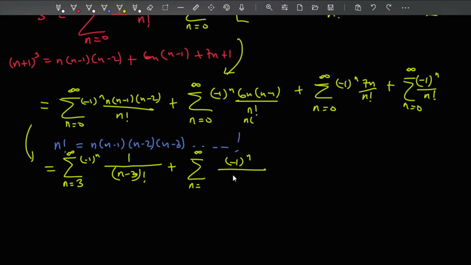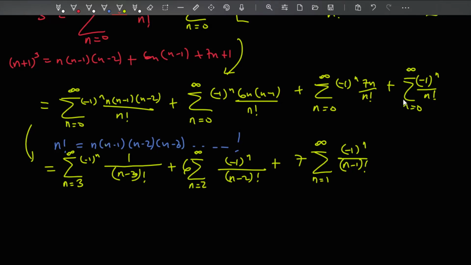So down here, I'll have (n−2)!. Now, of course, there's a 6. Let me just put that out here real quick, and then let me have that 7 also out. Then this is the same as n times (n−1)!. So the n cancels with this, and for this I'll have (−1)^n over (n−1)!. So this goes from n equals 2, so this is from n equals 1 to infinity.